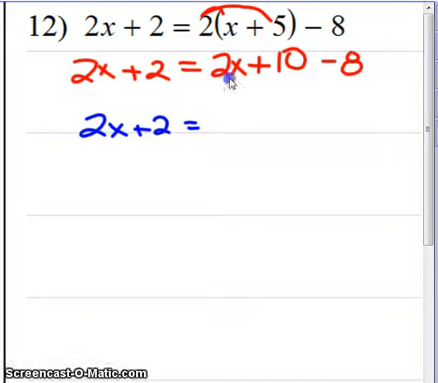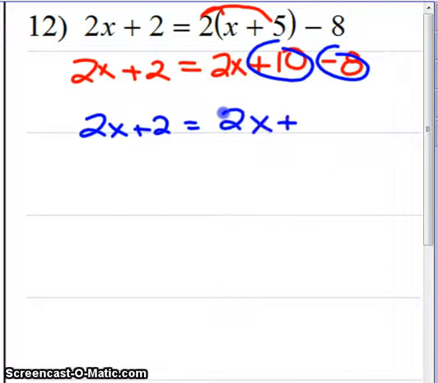Again, the 2x won't be able to combine with either of these two terms. However, I can combine this positive 10 minus 8. So positive 10 minus 8 is positive 2. So 2x plus 2. Now you'll notice that we have the same thing on the left and the right side.